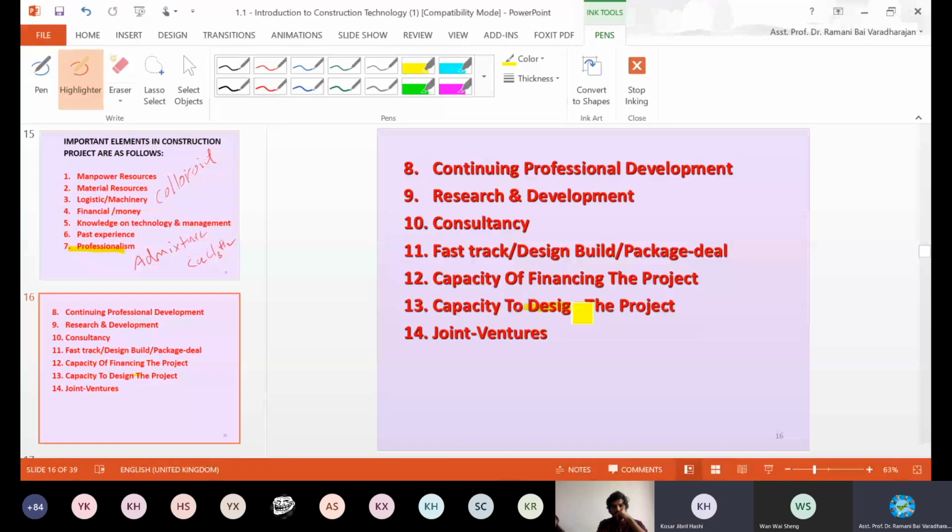Designing software is also important. When you talk about designing software, you should also be knowing something. Come on, answer me. What are the software you have that you can use for your design? RCC, AutoCAD, BIM, AutoCAD. AutoCAD is for drawing. I'm talking about the design.